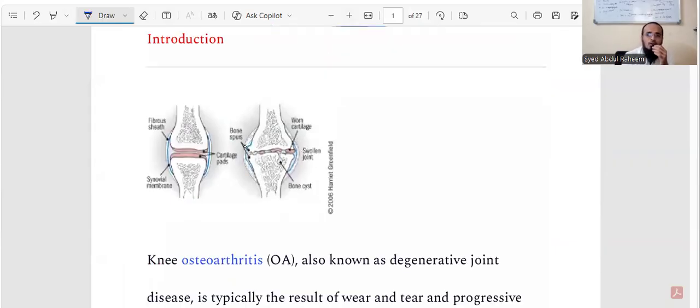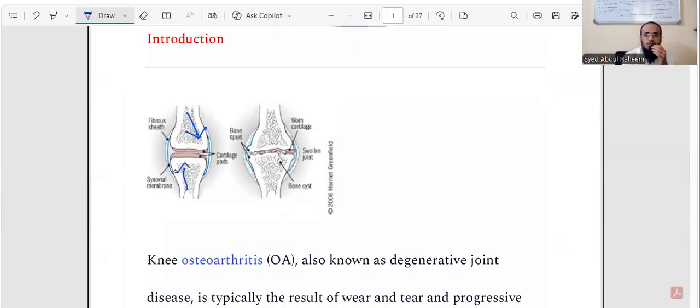You can see this is the normal joint. This is the femur bone. This is the tibia bone. This is the normal cartilage. The cartilage surrounds the bone. What happens is cartilage degeneration. There are multiple reasons: synovial fluid decreased, or damage to the synovial membrane, or the cartilage is affected directly. So it may be multiple reasons.